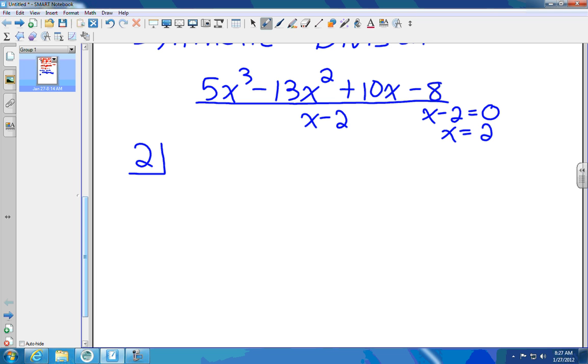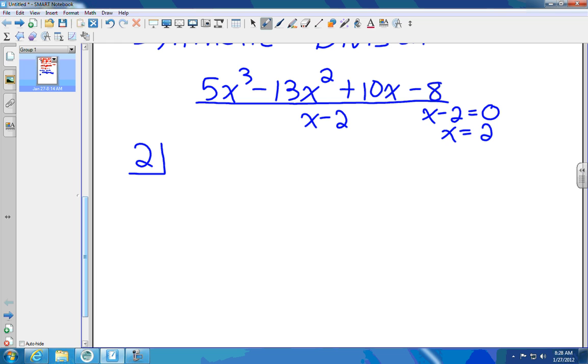X cubed, the next one down would be x squared. Do we have one of those? Yes, the next one down would be x to the first, or just x. Do we have that? And then the next term down would be your constant. Do we have that? So we do have all those terms accounted for up here.